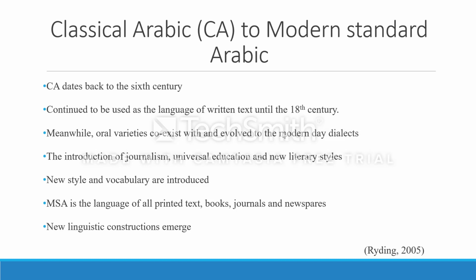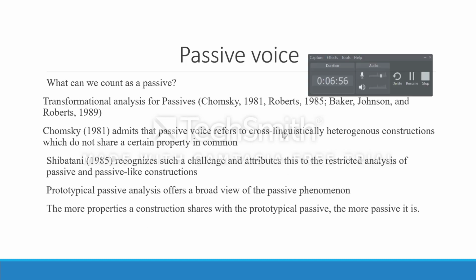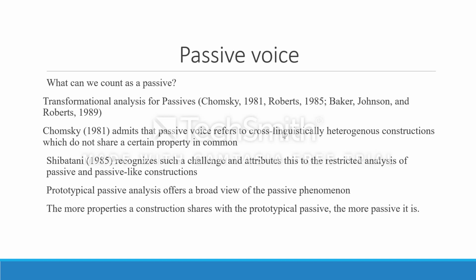When we survey the literature about passive constructions, we see that most of the studies have adopted a transformational account of passive constructions. This transformational analysis is based on Chomsky 1981, Roberts 1985, and others. It views passivization as a process that suppresses agent and accusative case assignment due to passive morphology.